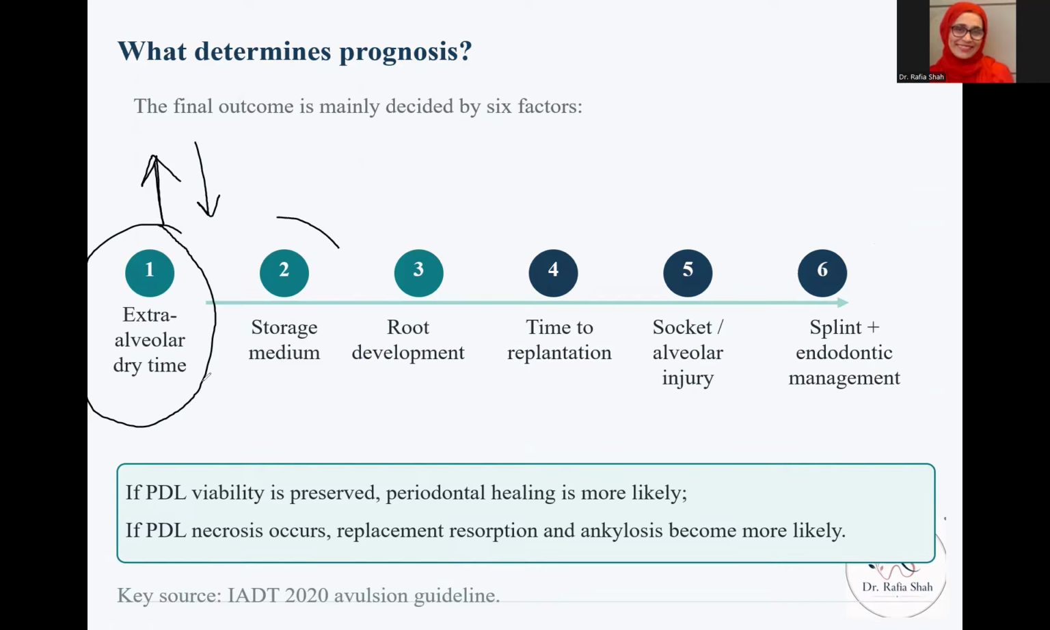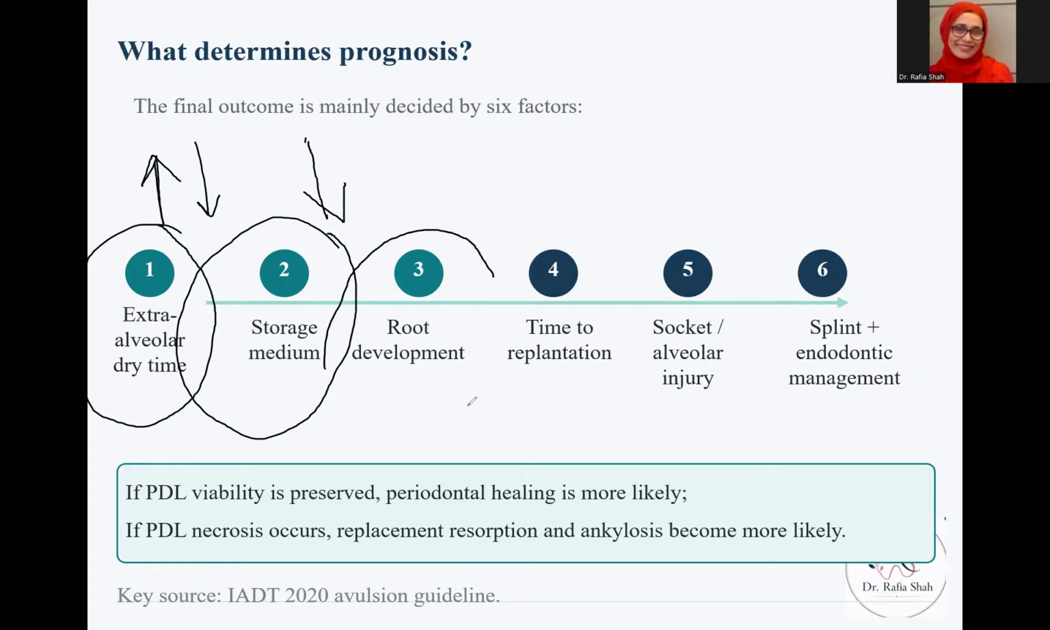Number two, how did the patient bring the tooth to you? In what storage medium did the patient bring the tooth to you? Was it brought to you in a storage medium, or was it brought to you dry? Again, it affects the prognosis. If brought to you dry without a storage medium, the prognosis is reduced.